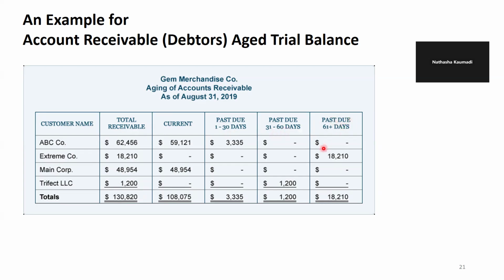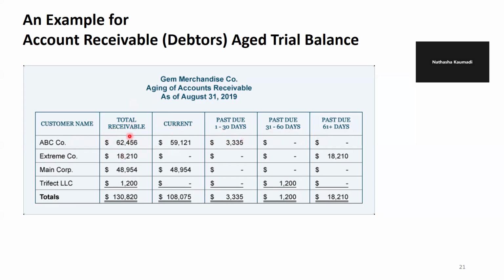Again, past due 61 plus days. That means 3 months, no? 2 months, no? So that means older than 2 months. That means you are allocating your debtor balances to each and every bucket based on their age, how many months older, compared to the different buckets.